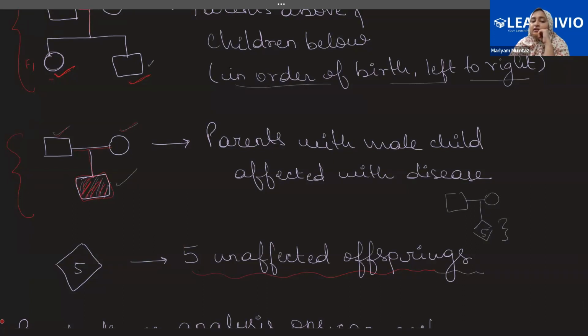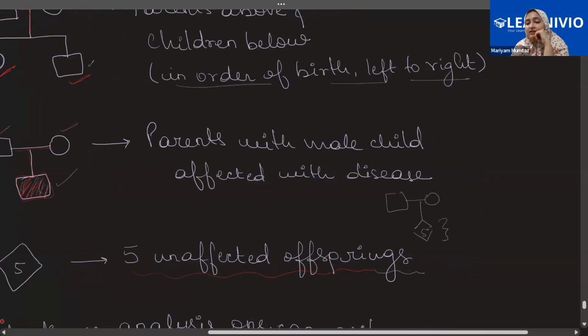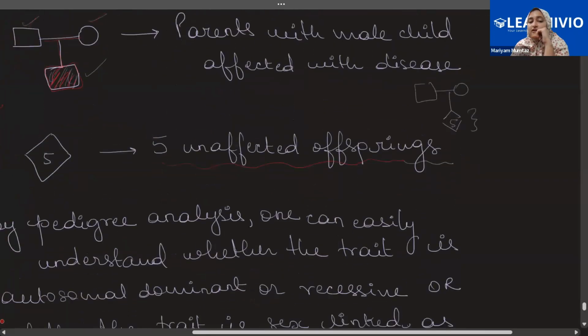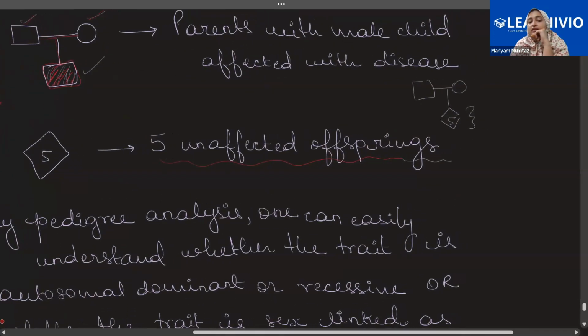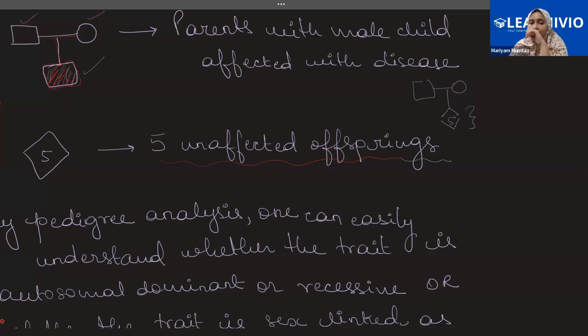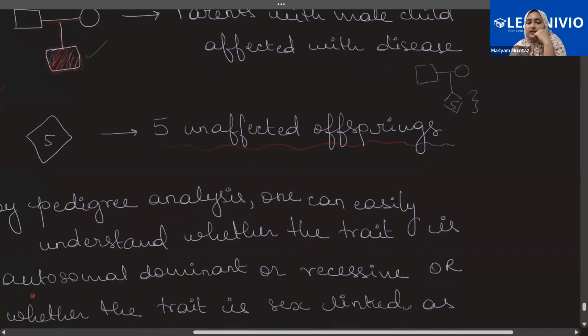And whenever in a diamond there is 5 written, it represents that 5 unaffected offspring are there. You do not know the gender of the offspring, whether they are male or female, so you know that this couple had 5 children and all 5 of them are unaffected. You do not know how many boys and how many girls there are.